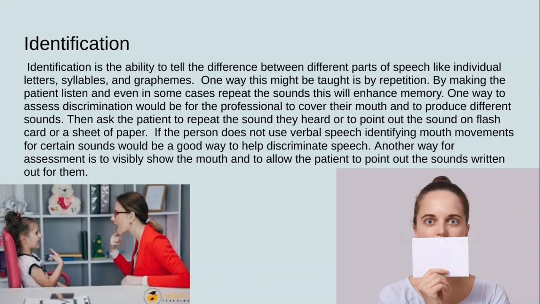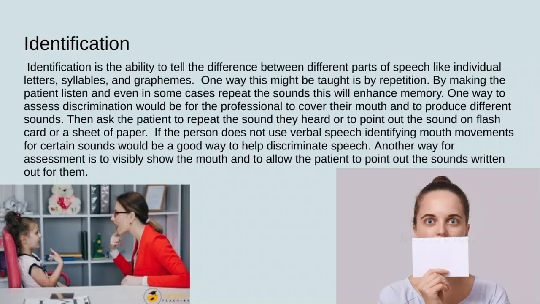One way to assess discrimination would be for the professional to cover their mouth and to produce different sounds. Then ask the patient to repeat the sounds they heard or to point out the sound on a flashcard or a sheet of paper. If the person does not use verbal speech, identifying mouth movements for certain sounds would be a good way to help discriminate speech.